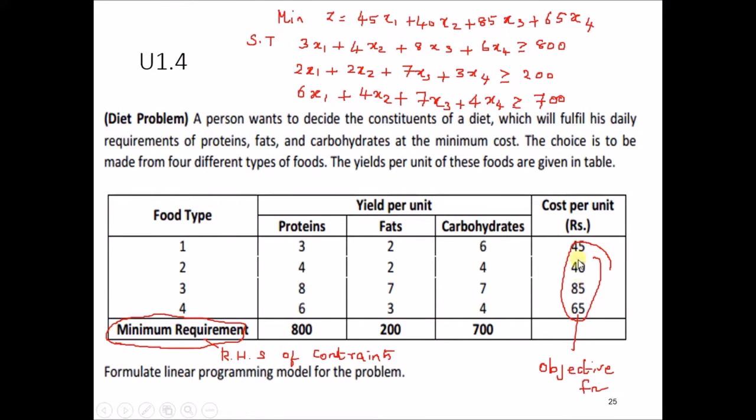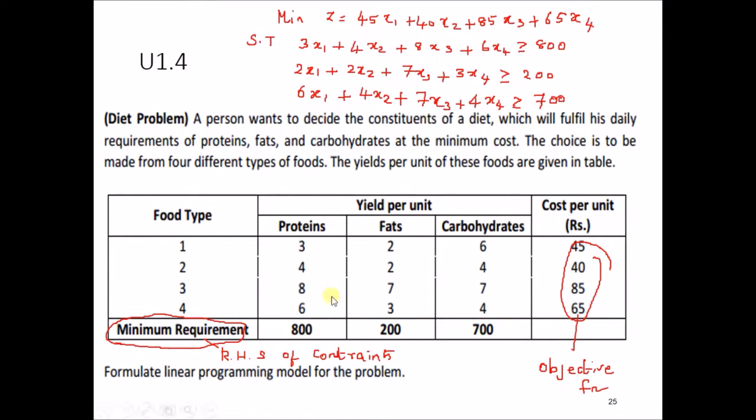So we can reframe this objective function as 45x1 plus 40x2 plus 85x3 plus 65x4, and the constraints are 3x1 plus 4x2 plus 8x3 plus 6x4, which is greater than or equal to 800, because we are dealing with a minimization problem. Similarly, 2x1 plus 2x2 plus 7x3 plus 3x4 greater than or equal to 200, 6x1 plus 4x2 plus 7x3 plus 4x4, which is greater than or equal to 700, where x1, x2, x3, x4 are greater than or equal to 0.